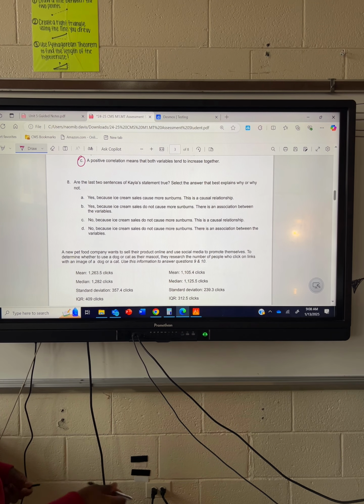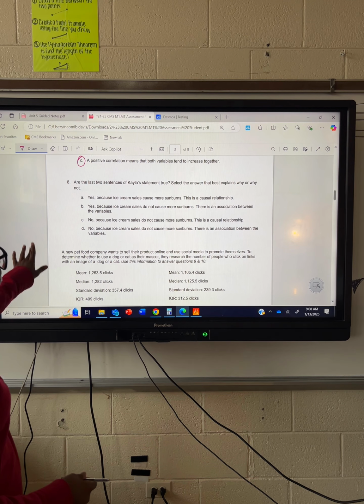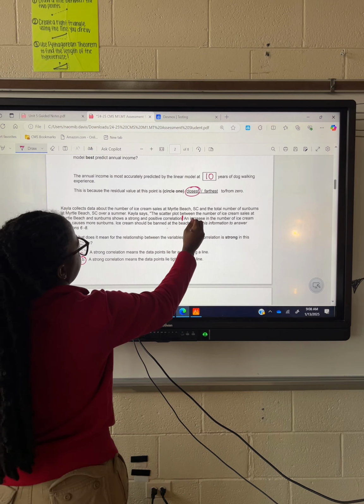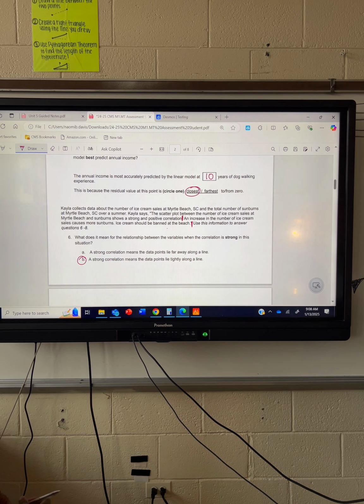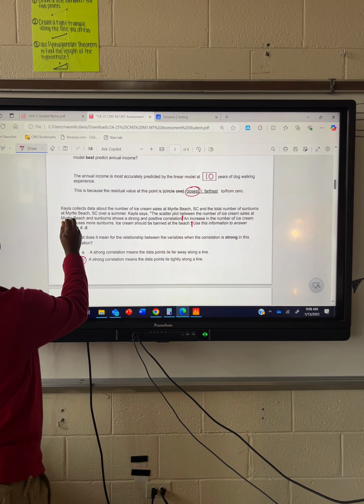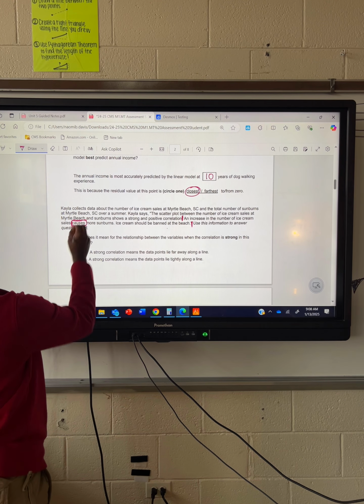Okay. Are the last 2 sentences of Kayla's statement true? Select the answer. So let's look at the last two sentences. Oh no, that's one sentence. No, that's two sentences. An increase in the number of ice cream sales causes more sunburns. Ice cream should be banned at the beach. What's that word? Causes. Remember, I told you causes is a big word that means a lot.